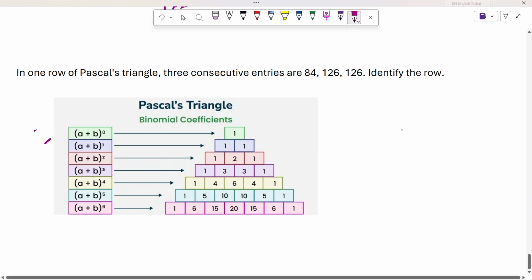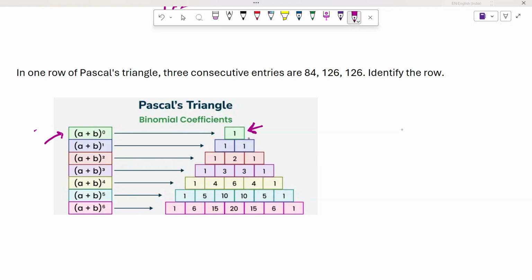Of course, a plus b raised to power 0 equal to 1. Any non-zero number raised to power 0 is equal to 1. Simple. Then a plus b raised to power 1 equal to a plus b, means the coefficient of a is 1 and the coefficient of b is 1. Okay, then a plus b whole square, so it is a square plus 2ab plus b square.